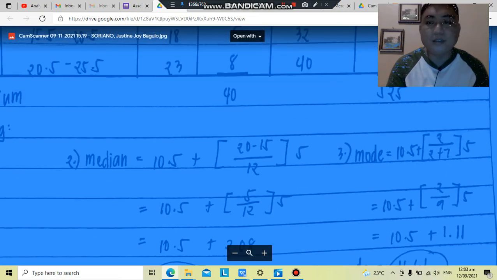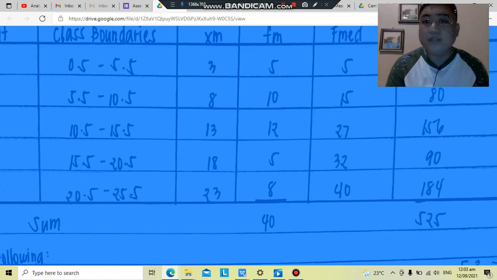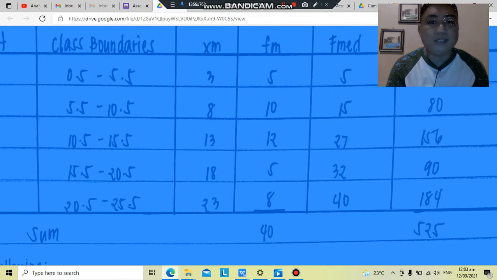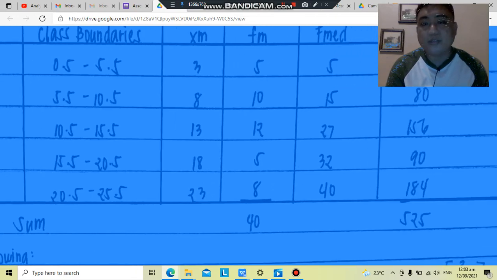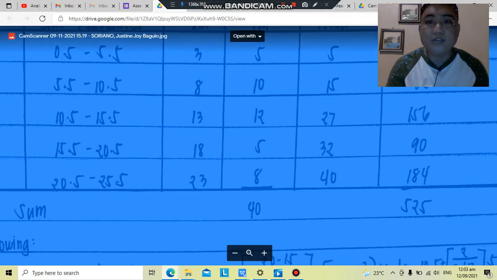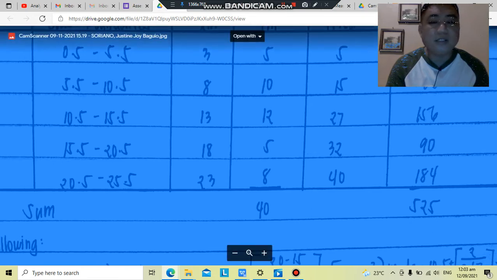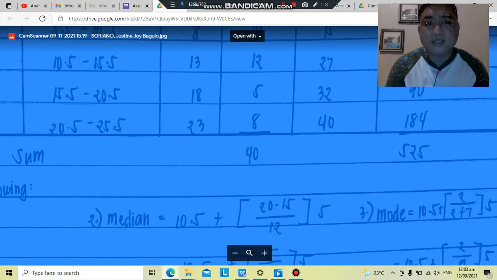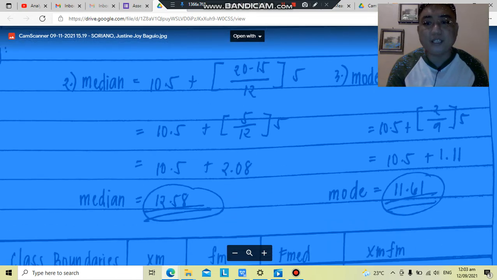For number 3, how do we compute for the mode? So let's evaluate the frequency. Ang may pinakamadaming frequency ay si class 11 to 15, which is 12. So dito natin kukunin yung data natin. D1 is 12 minus 10. D2 is 12 minus 5. Lower class boundary is 10.5. And the class width is 5. Let's substitute the numbers from the given formula based on the module that I gave. And the answer is 11.61.